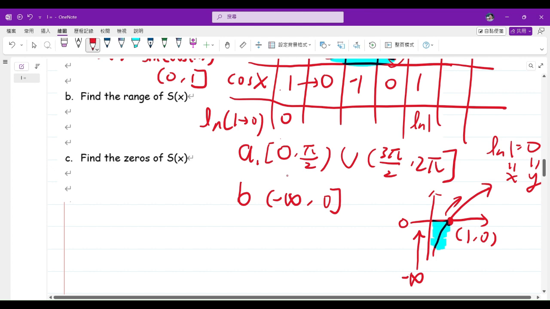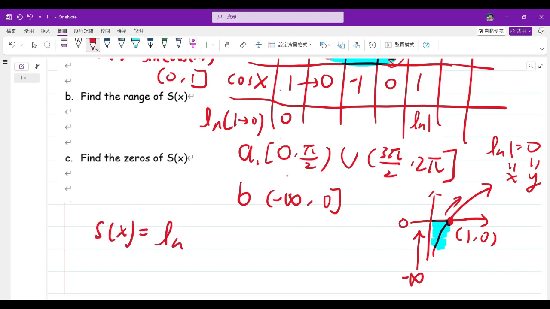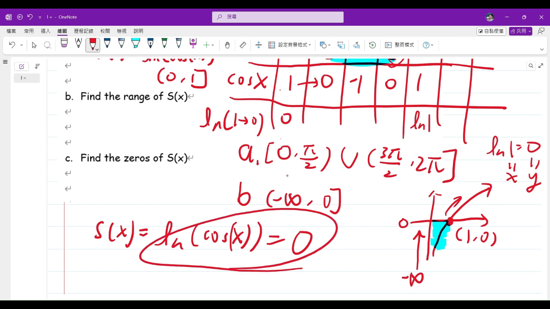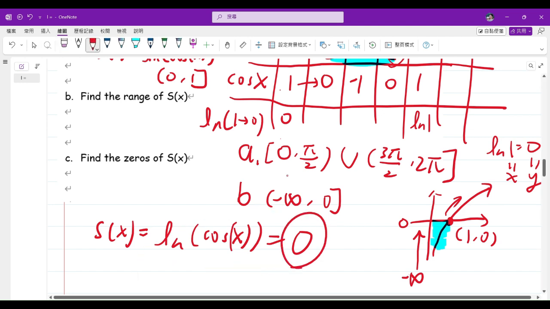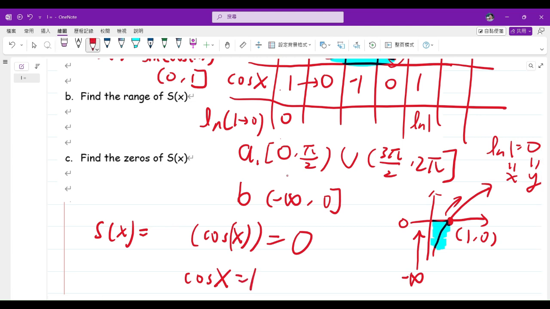Find the zero of s of x. So let me write again. s of x equals ln cosine x. So when this becomes 0, that's how to find the zero, right? When this equals 0, your cosine x equals 1. Why? Because that actually is log base e.